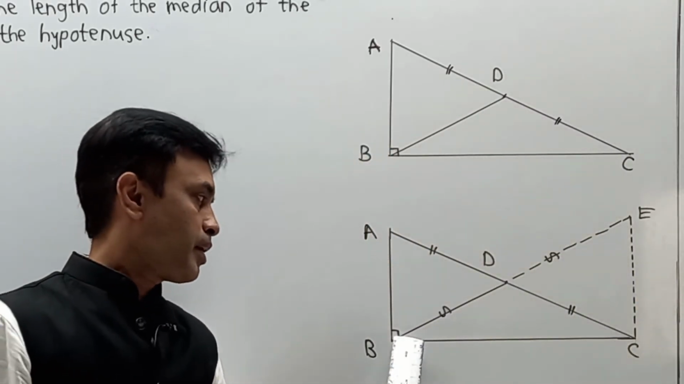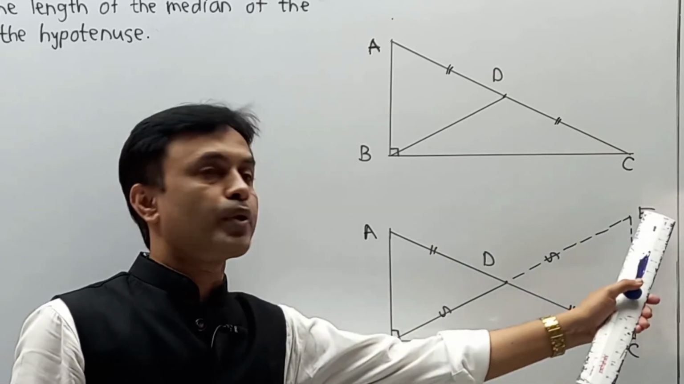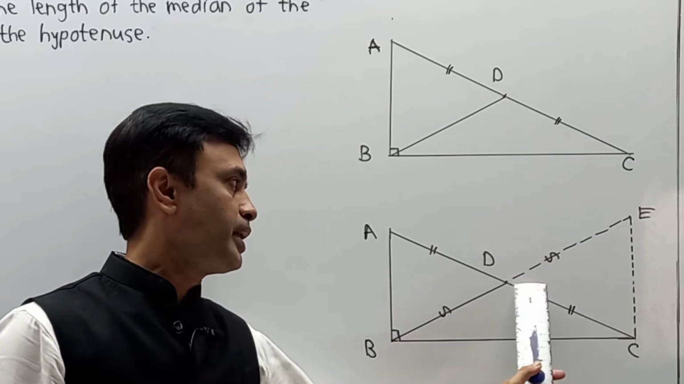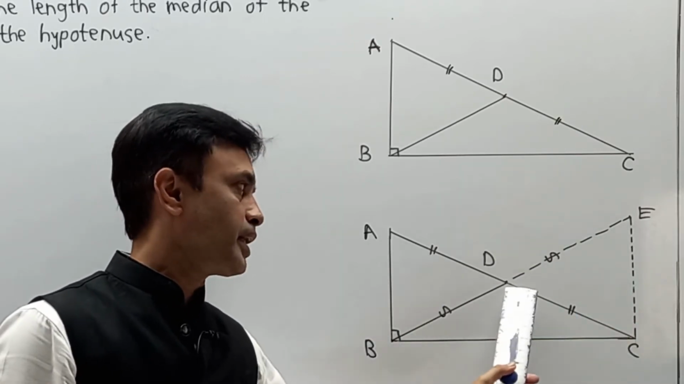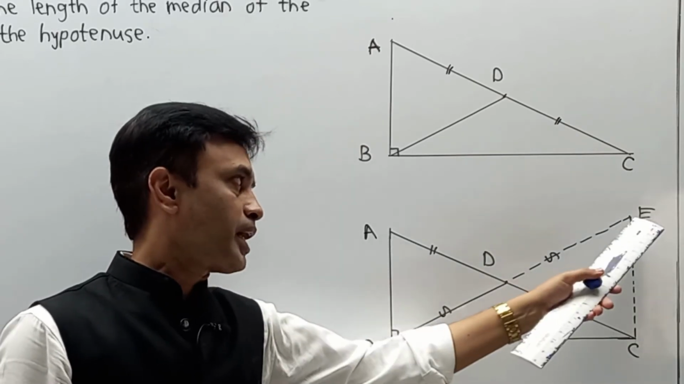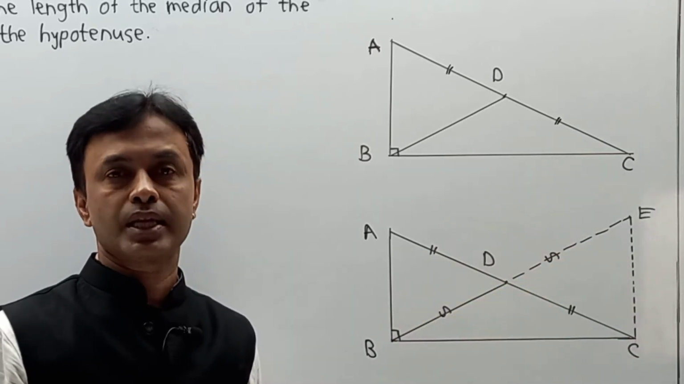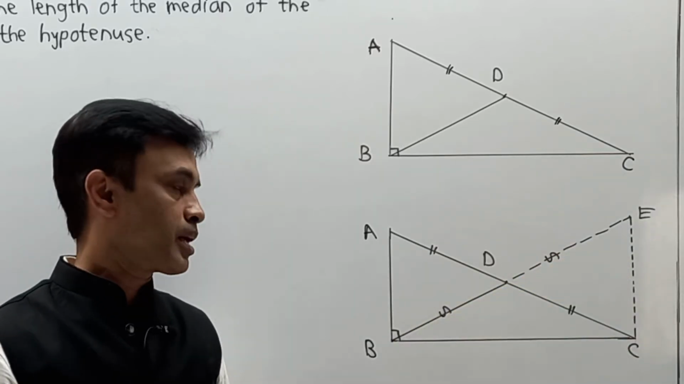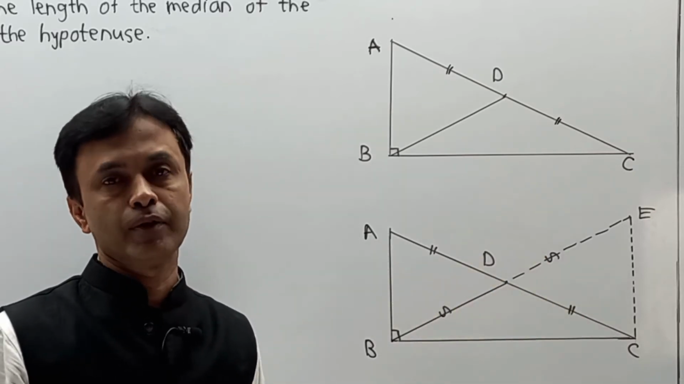I repeat, first BD is a median. We have extended BD up to point E such that BD is equal to DE, equal distance. Automatically BD equals DE, which I have marked over there, and after that from point E I have joined C. Why have we done this? Because we have to compare the two triangles and the structure must be ready for that.